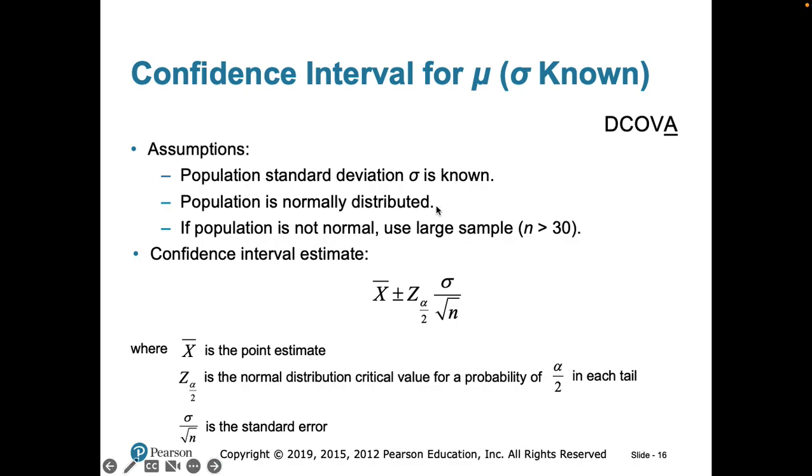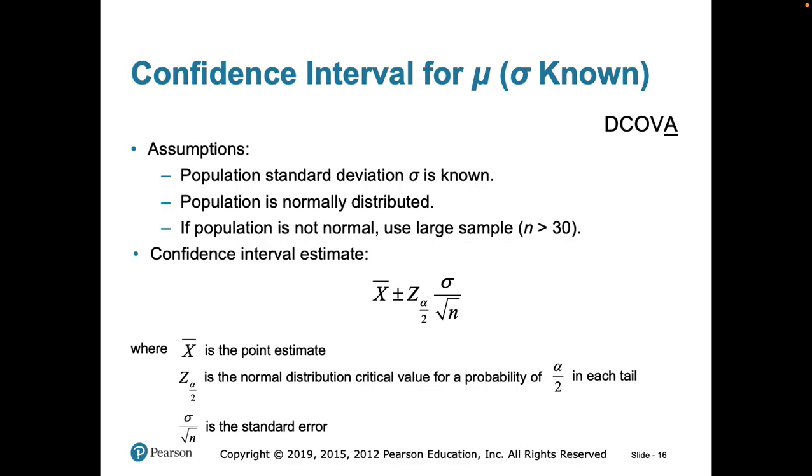Population standard deviation known: a couple of assumptions we're going to have to make. The population standard deviation is known, so you know the standard deviation. The population is normally distributed, and if the population is not normal, you're going to have to use a larger sample. You're going to find out that the larger the sample, the more it's going to look like a normal population. So you can just use a larger sample.